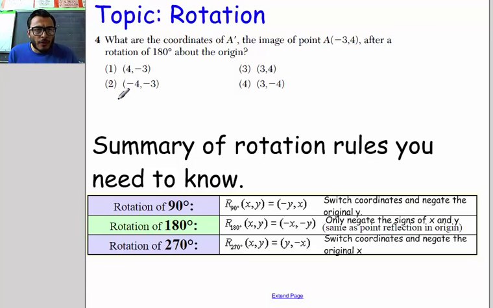Okay, so for number 4, it says, what are the coordinates of A prime, the image of point A, (-3, 4), after a rotation of 180 degrees about the origin? So for a rotation of 180 degrees, we only have to negate the signs of x and y. If we negate -3, we get +3. Negate means change the sign or make it the opposite. And if we negate 4, we get -4. So we get (3, -4) for A prime. Therefore the answer is choice 4.